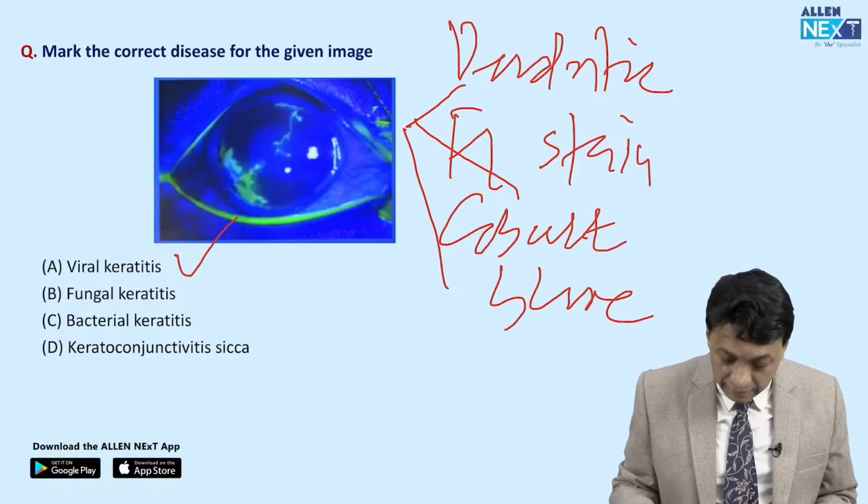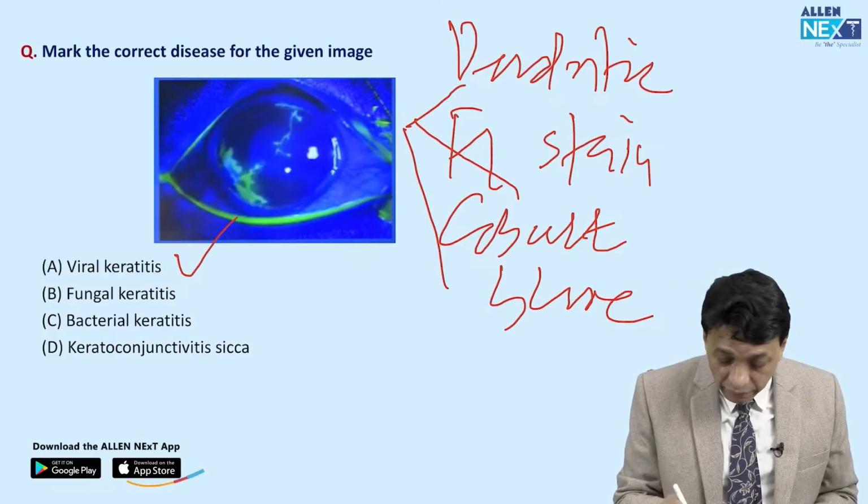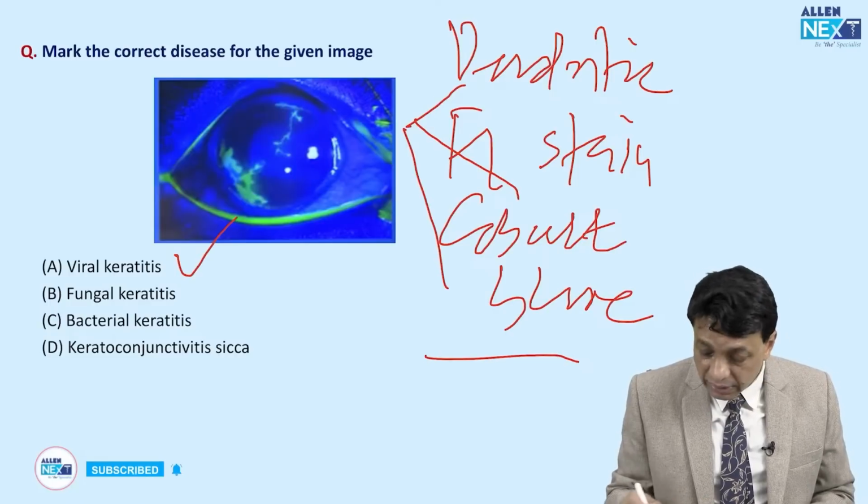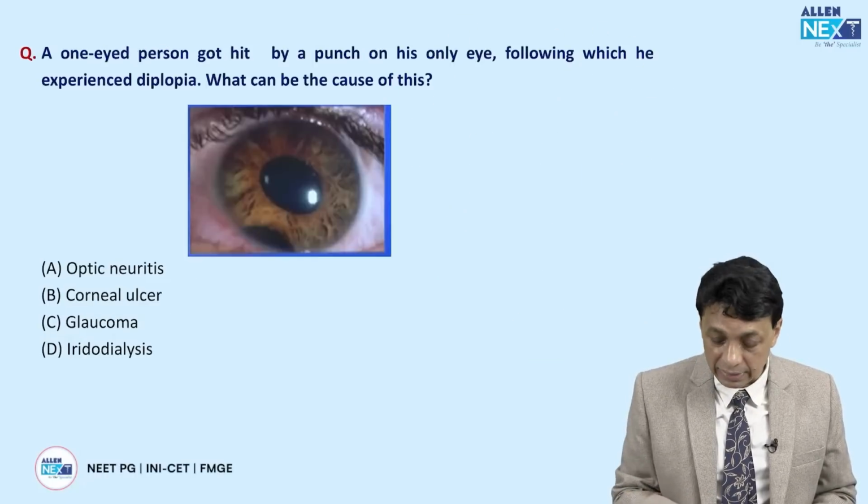Okay, so the answer is viral keratitis. Multiple questions. What kind of filter are you using? The cobalt blue. What kind of stain, fluorescein dye we are using? Dendritic ulcer or viral keratitis is the correct answer.